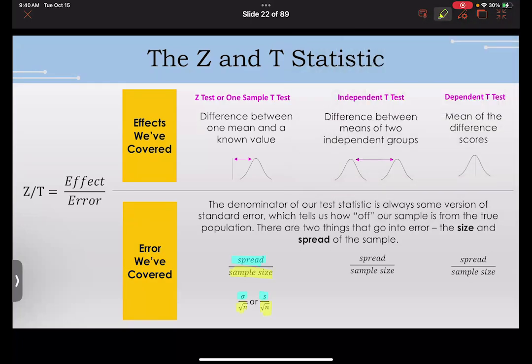Now, how about, I'm going to skip to dependent. What's spread in a dependent test? Spread of the difference scores, right? So that's really important. The reason I drew this on top is a reminder that we're not working with two distributions in a difference score. We're working with one, right? Here's the mean difference, and this is the spread, right? So that's just going to be the standard deviation of the difference scores over n.